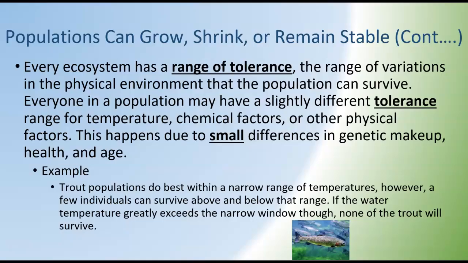Every ecosystem has a range of tolerance, and that is a range of variations in the physical environment that the population can actually survive in. Everyone in a population may have a slightly different tolerance for a range of temperature, chemical factors, or other physical factors. This happens due to small differences in genetic makeup, health, and age.